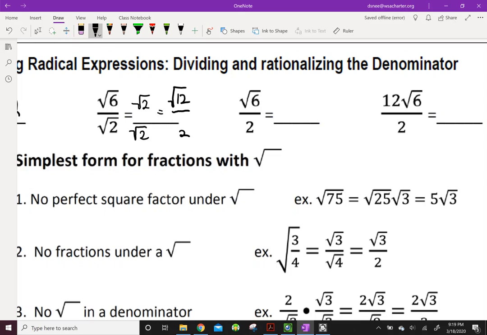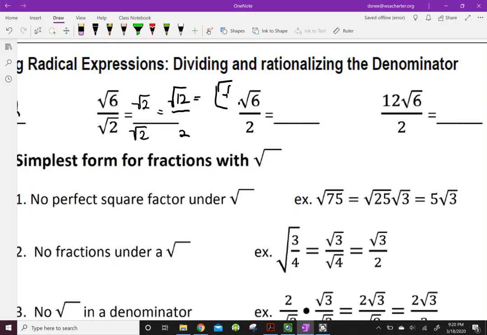And the square root of 12 can be simplified even more, right? That's equal to the square root of 4 times the square root of 3. So that's 2 root 3 divided by 2. Those cancel each other out, and we wind up with the square root of 3 as the final answer.